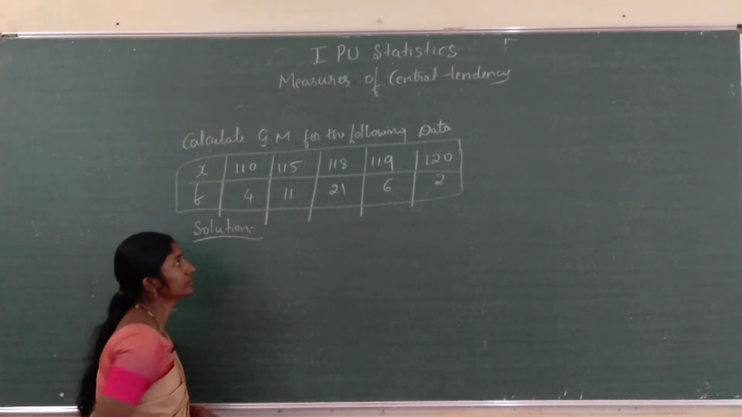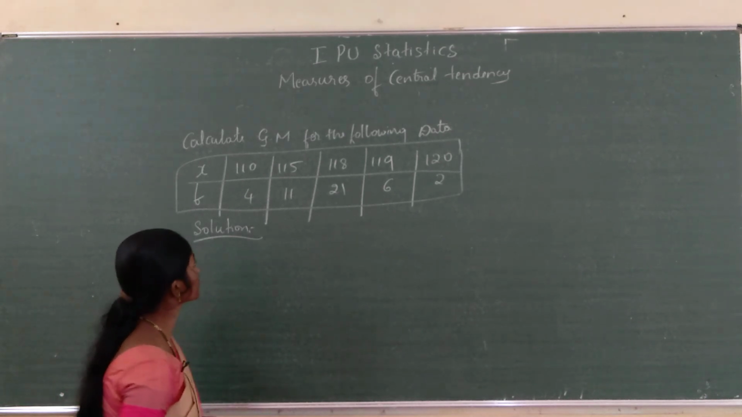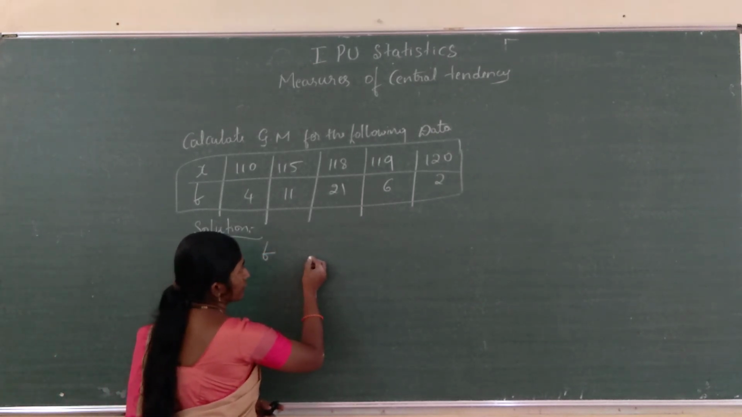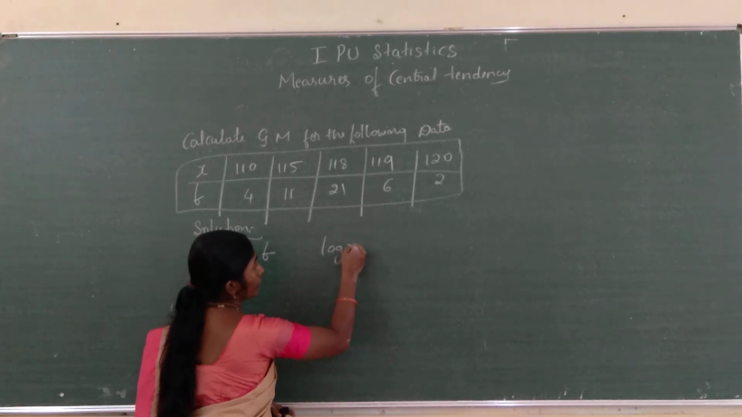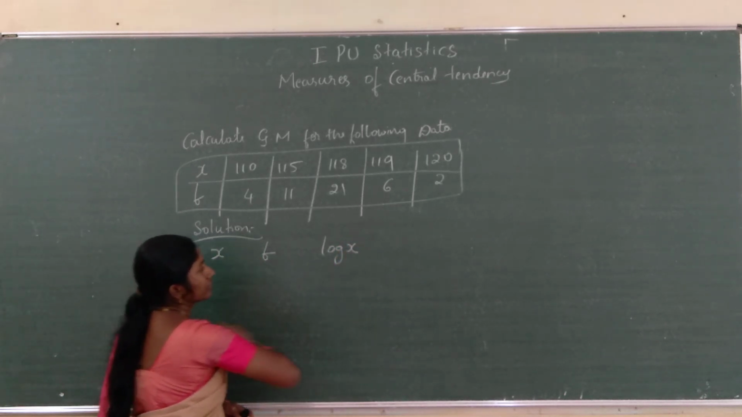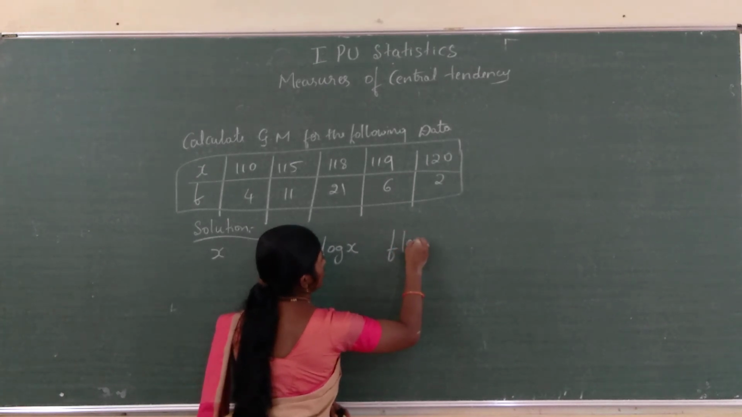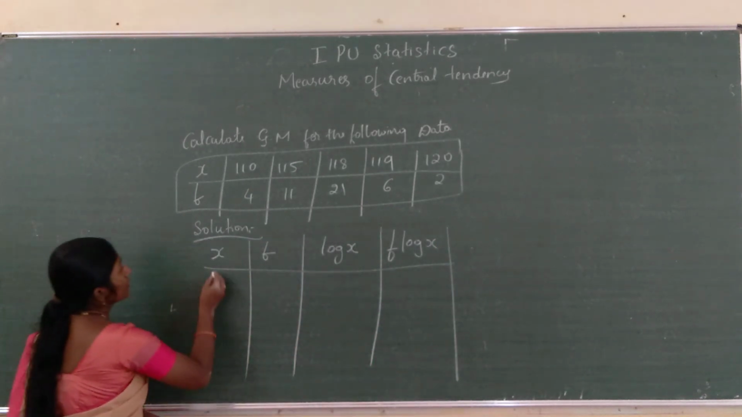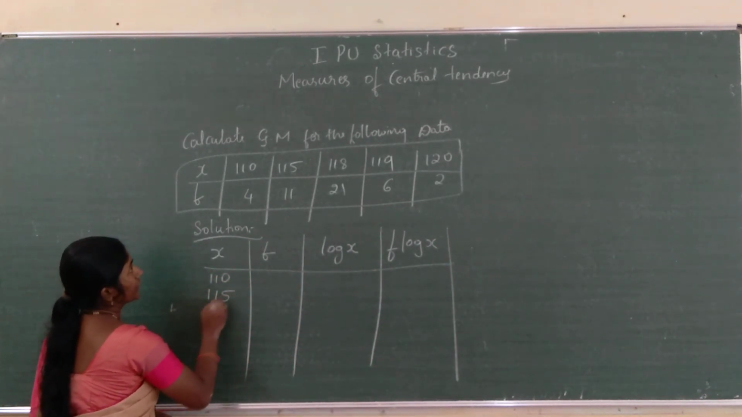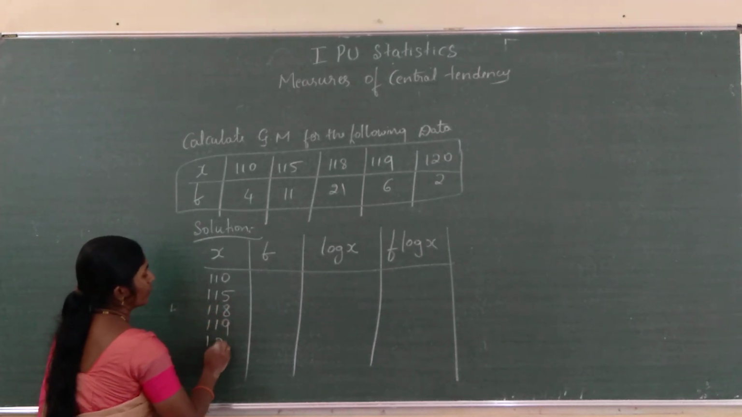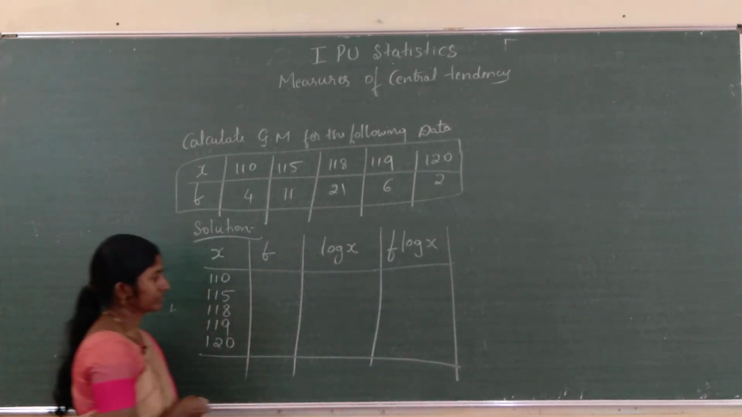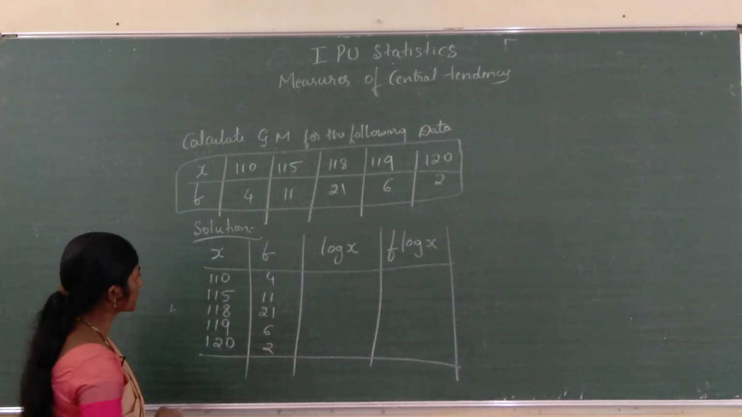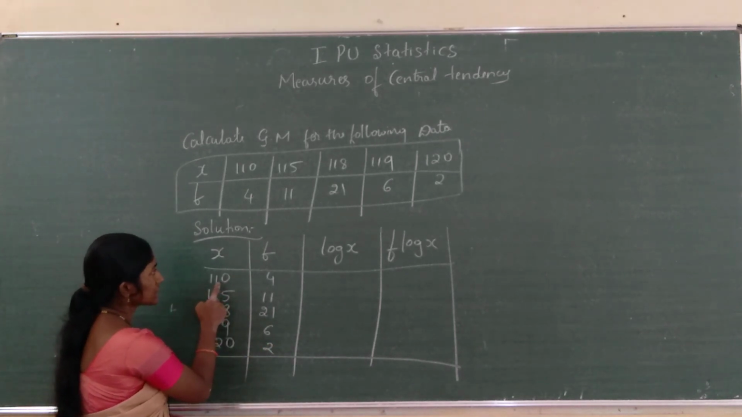The data is given in which? In discrete frequency distribution. So x is given, f is given. First step is you have to find out log x. Log x first find out maadkoli. Aamele idra jothe multiply maadidre aitu frequency jothe. Okay, this much. X value, that is 110, 115, 118, 119, 120. Frequency 4, 11, 21, 6 and 2. Here log x, find the log for this x value.